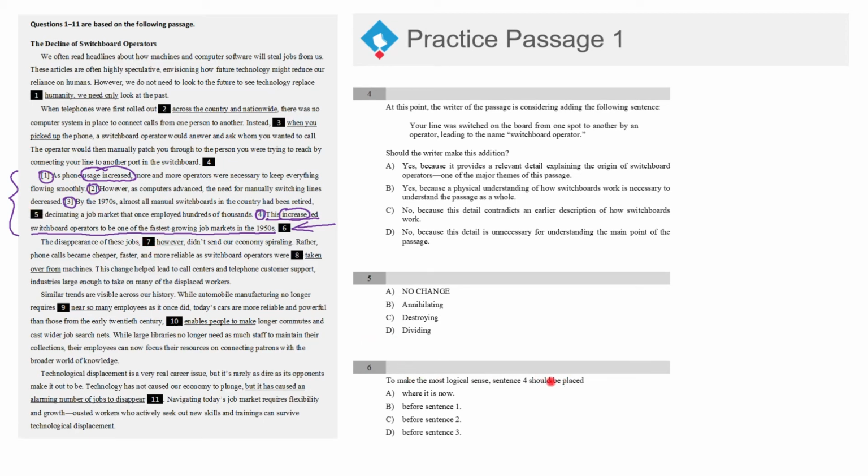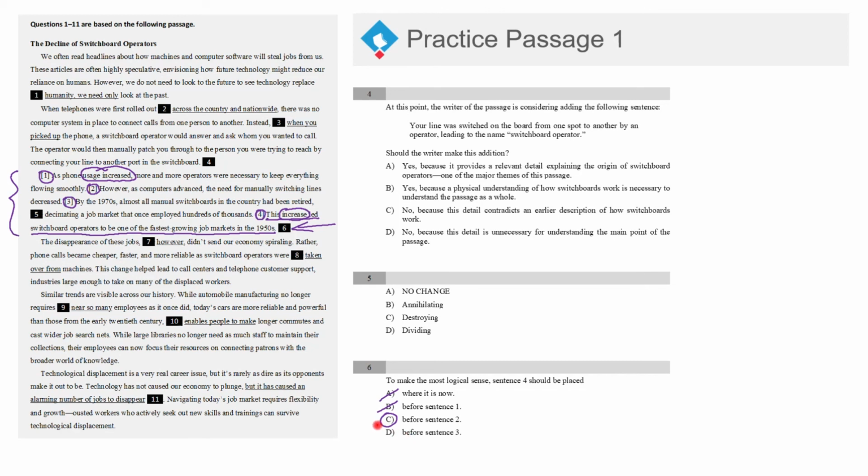Let's look at what choices we have. Where it is now? No, it's not correct where it is now because that increase is like 3 sentences ago. Is it before sentence 1? No, it wouldn't make sense before sentence 1 because it's referring to the increase that is provided in sentence 1, so that's not correct. Is it before sentence 2? Yes, this is our correct answer. It's going to go before sentence 2 or after sentence 1.